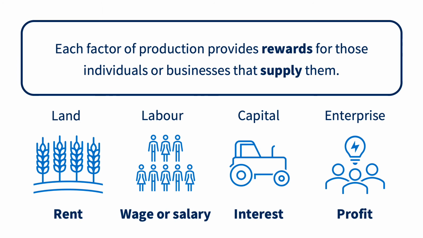Each factor of production provides rewards for those individuals or businesses that supply them to others. For those that supply land, the reward is known as rent. For those that supply labour by working, the reward is known as a wage or salary. For those that supply capital, the reward is known as interest. For the individuals who act as entrepreneurs and take on risk through combining the other factors of production to produce a good or service to sell, the potential reward is known as profit.